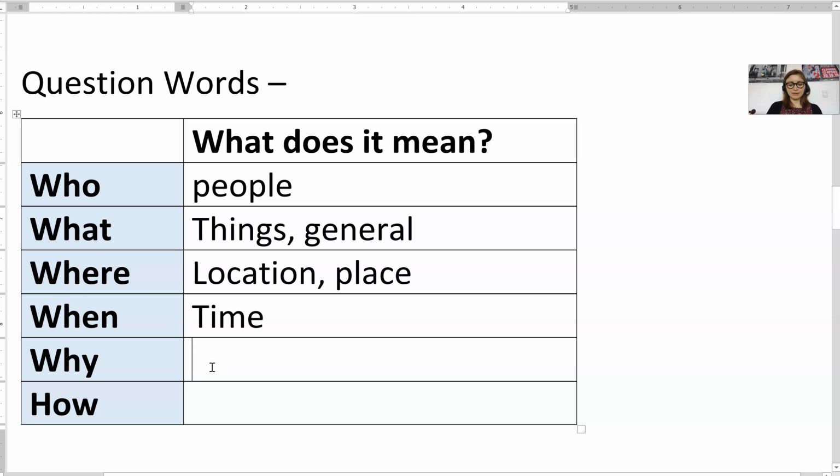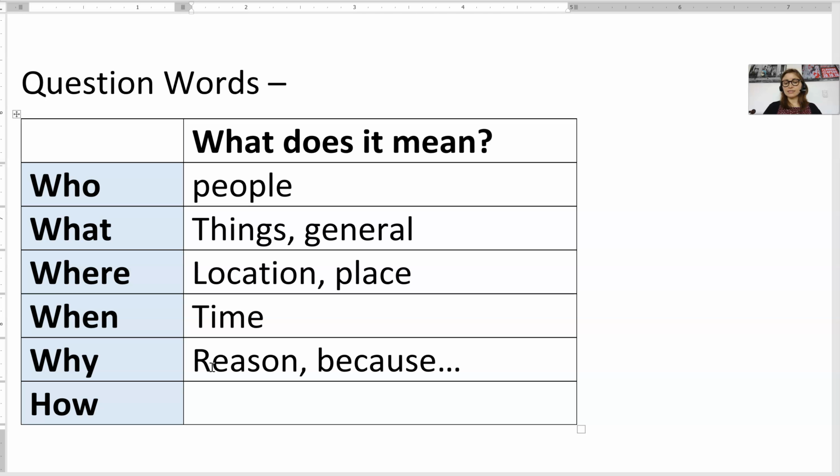Okay, next one is why. So why is a big question. It means a reason. And we usually say the answer with because, right? So why do you like traveling? I like traveling because it's interesting. Because I like meeting new people. Right? So you tell us your reason.